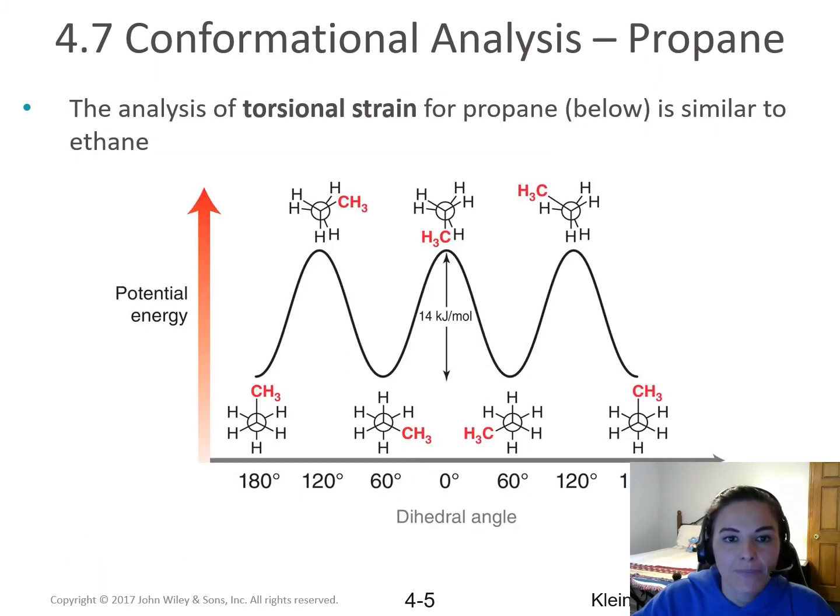Not surprising. Okay, now let's look at propane. Here, one of the hydrogens on the front carbon has been replaced by a methyl group. Now, when the bonds in the front carbon and back carbon are eclipsed, the energy strain is 14 kilojoules per mole, 2 kilojoules per mole higher than we saw with ethane.